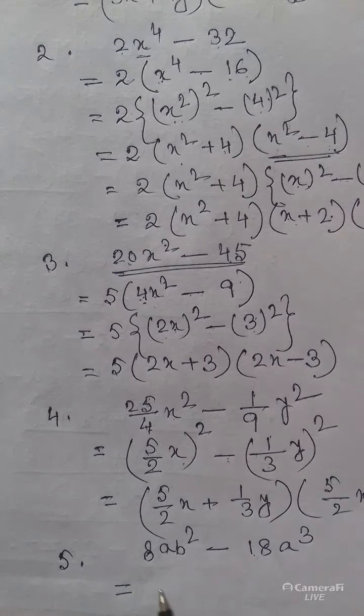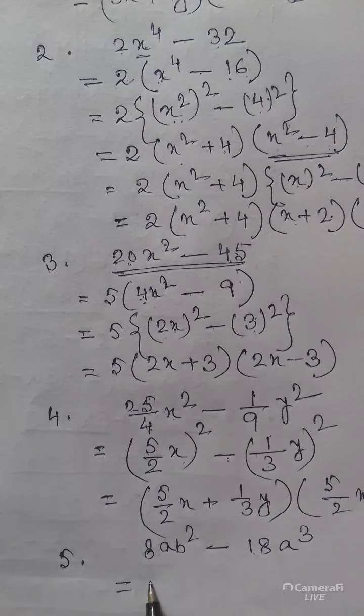So we have to find the common factor between the two terms. Between 8 and 18, there is a common factor 2. Then the power of a: here the power of a is 1 and here it is 3. The lowest power is the HCF. Then a is the common factor, so 2a.